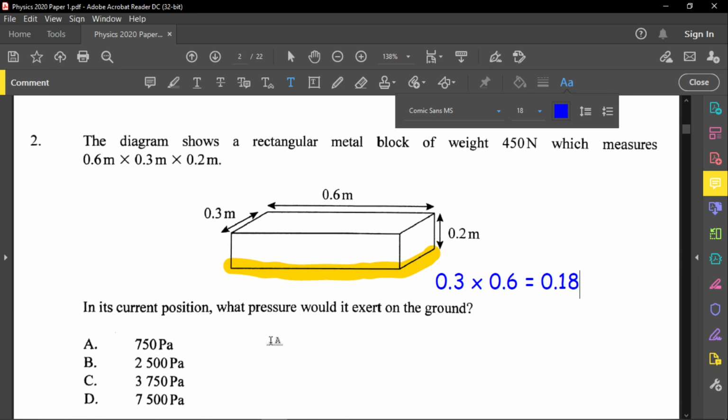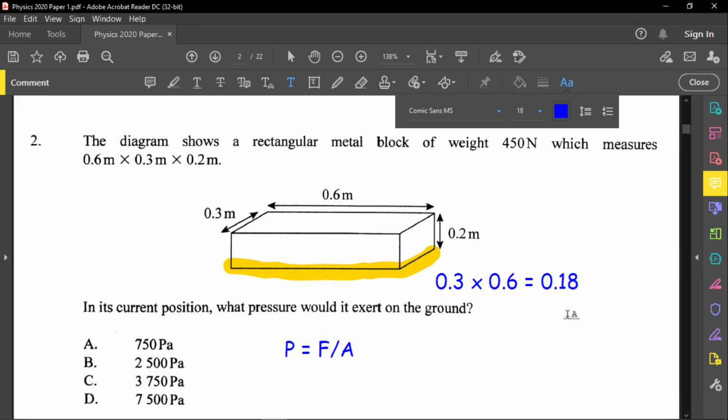Now, what we want to find here is the pressure. So please remember that pressure is equal to the force over area. Okay, so that's the formula for pressure. So we already know what the force is, which is 450 newtons. And now the area is 0.18.